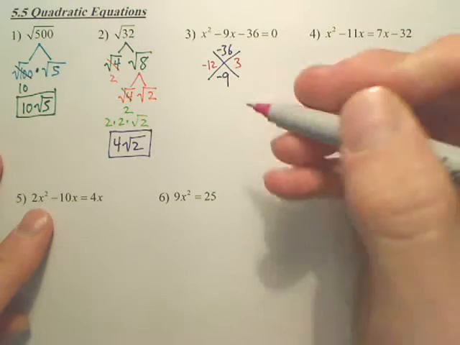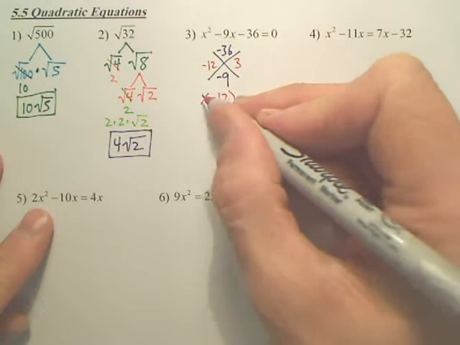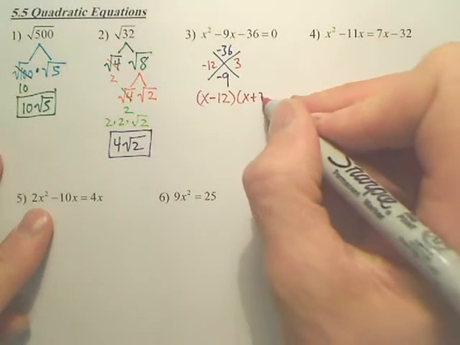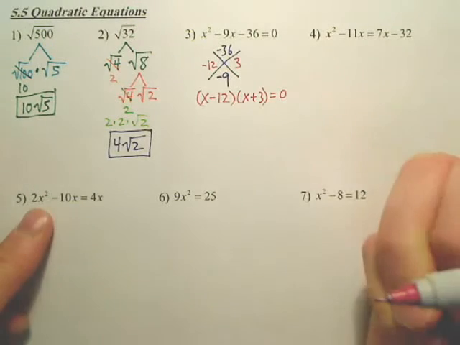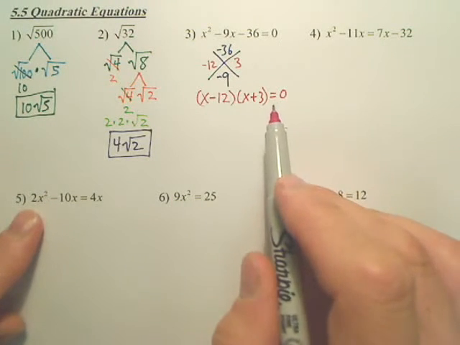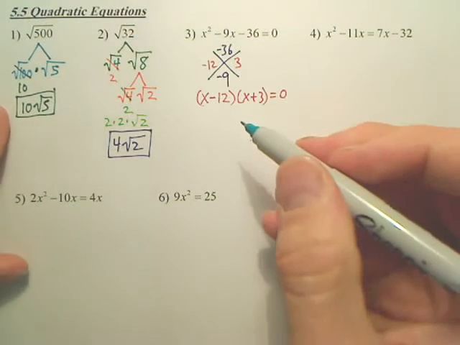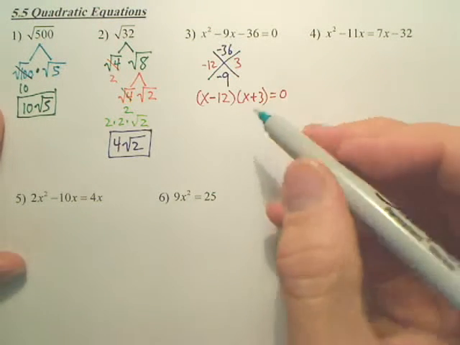I know some of you struggle with that. You'll get better with practice. That will be x minus 12, x plus 3, and it still equals 0. So I factor the left, I now have this. I rewrote it. Why did I do that? Here's the reason. There's something called the zero product property.